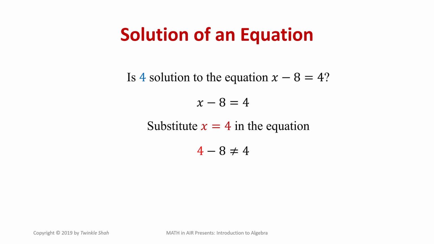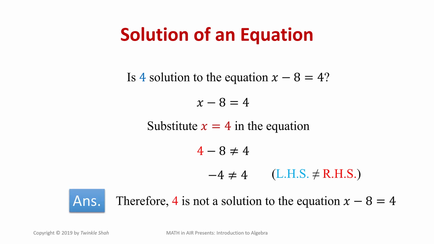4 minus 8 is equal to negative 4 and negative 4 is not equal to 4. Here we have left hand side value which is not equal to the right hand side value. Therefore, 4 is not a solution to the equation x minus 8 is equal to 4.